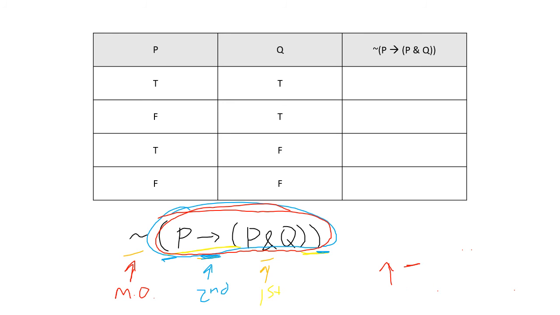So I'm going to erase all of that. So we have to make sure we do this in order. So we have to do this ampersand first. And so where's an ampersand true? Well, an ampersand's true where both sides are true. So it's going to be true here. And then the rest of these, it's going to be false because one of them is false.